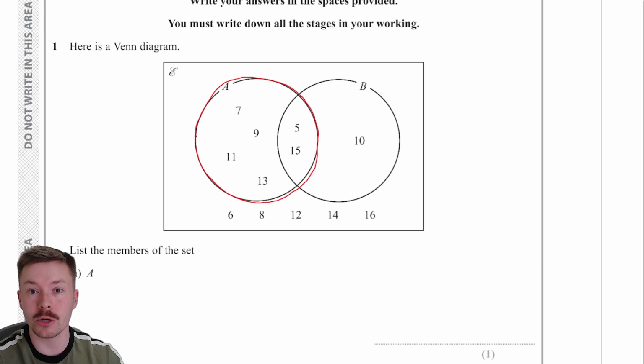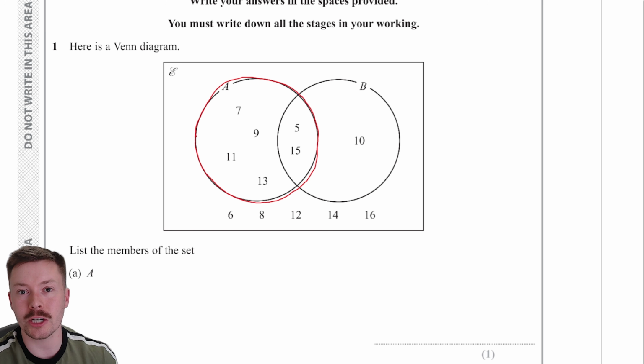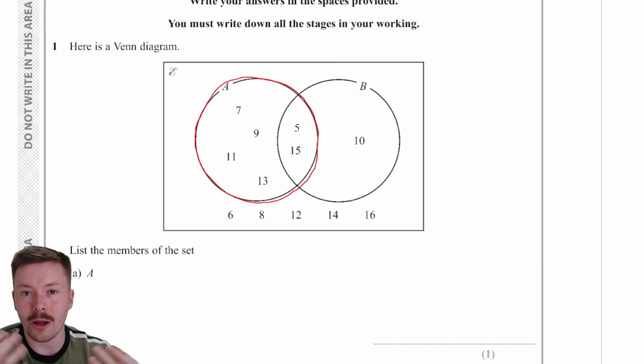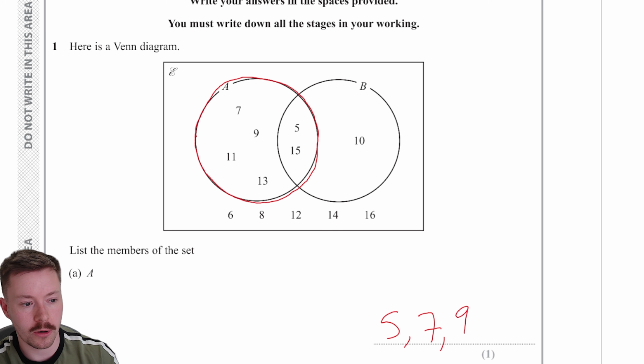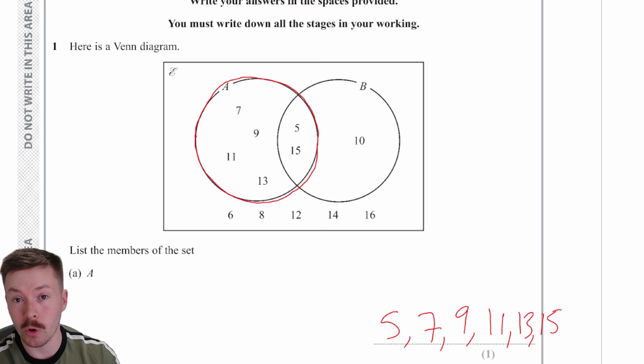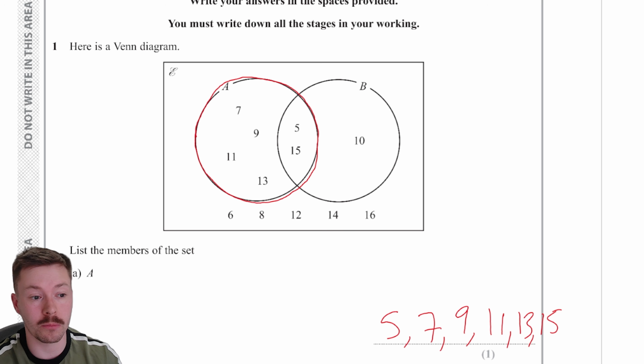And you don't have to put these numbers in order, because with set notation you think of these as items or things rather than numbers. So you don't have to worry about that. So here it is 5, 7, 9, 11, 13 and 15, and one way to make sure is to count the numbers: 1, 2, 3, 4, 5, 6, 1, 2, 3, 4, 5, 6.